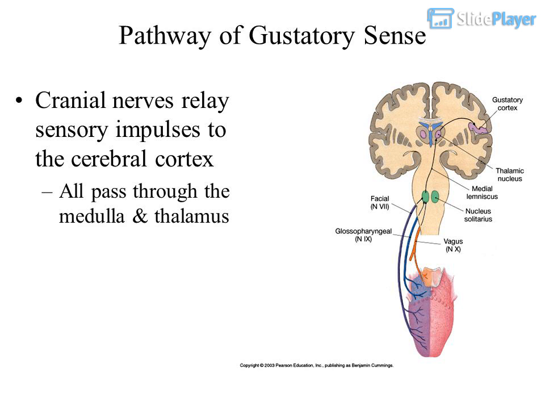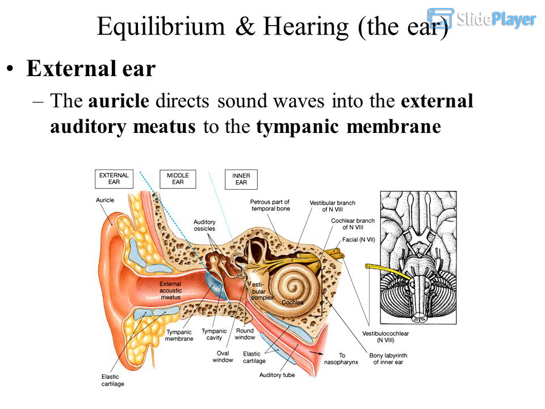Pathway of gustatory sense. Cranial nerves relay sensory impulses to the cerebral cortex. All pass through the medulla and thalamus.